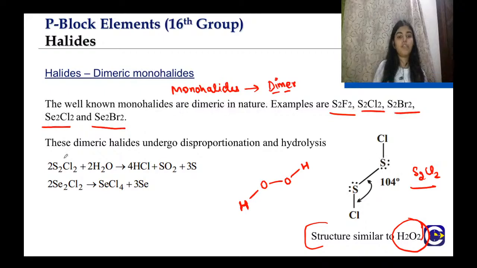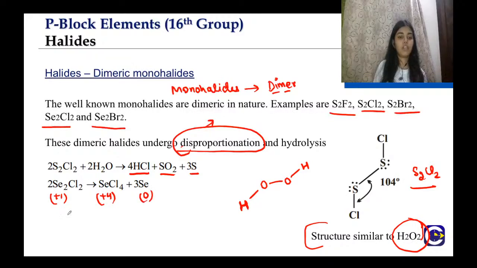On hydrolysis, dimeric halides will produce HCl plus SO2 plus S, and they also undergo disproportionation. What is disproportionation? The same species is getting reduced and the same species is getting oxidized. Here it is in +1 oxidation state, here it is in +4, and here it is in 0 oxidation state. So reduction is taking place here and oxidation is taking place here, as with selenium. Therefore it is a disproportionation reaction.